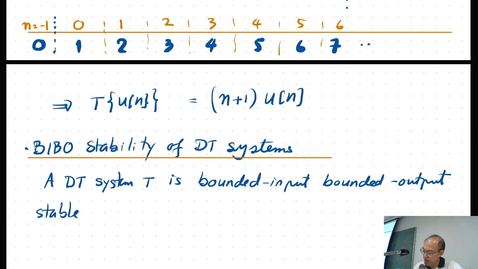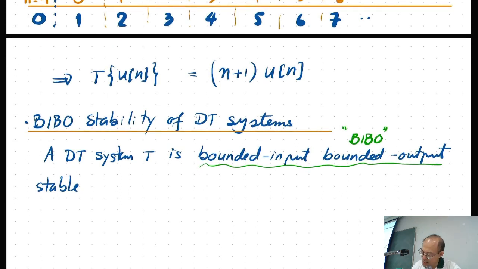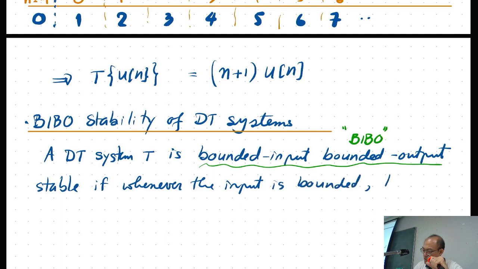So this is too long, right? Such long words. So we call it BIBO for short. Okay, BIBO for convenience. The discrete time system T is BIBO stable if and only if whenever the input is bounded, the output is also bounded.